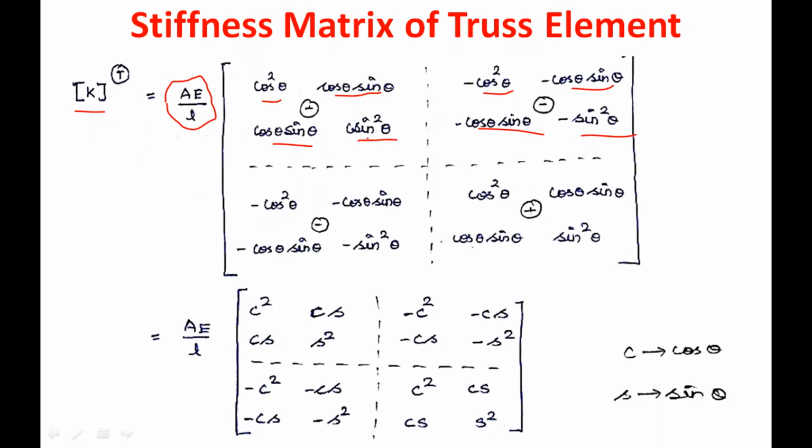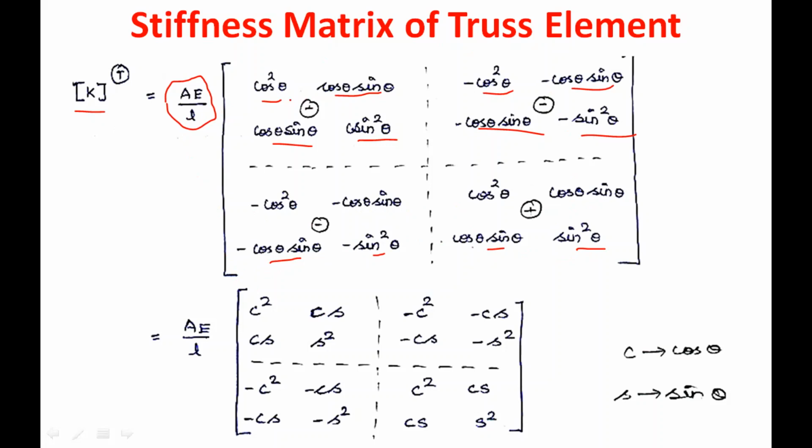So this is sin square theta. Similarly, we will get minus cos theta sin theta, cos square theta, cos theta sin theta, minus cos theta sin theta, minus sin square theta, cos theta sin theta, sin square theta. So these are the 4 by 4 matrix.